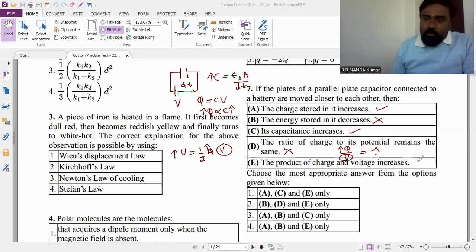The product of charge and voltage. Voltage is constant, charge increases, so this product will also increase. They have given increase, so true. So A, C, E.